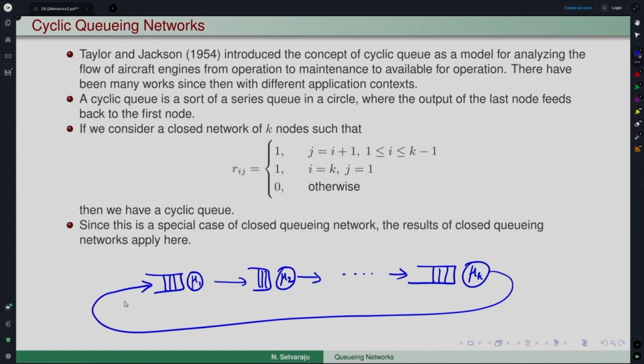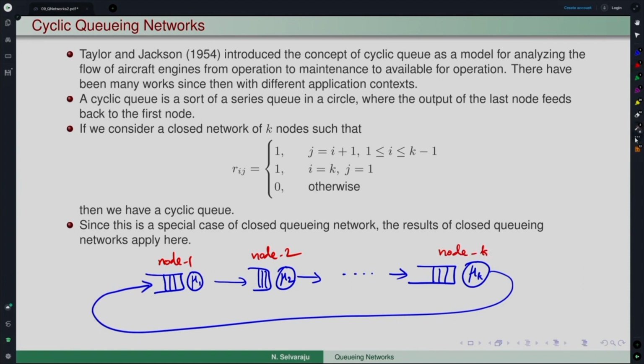So you have a fixed number of customers who are circulating in this network in this manner, one after the other. That is what we are seeing here. After this they go to queue node 2 and so on up to node k. So you can call this node 1, node 2, node k. It is a very simple setup.